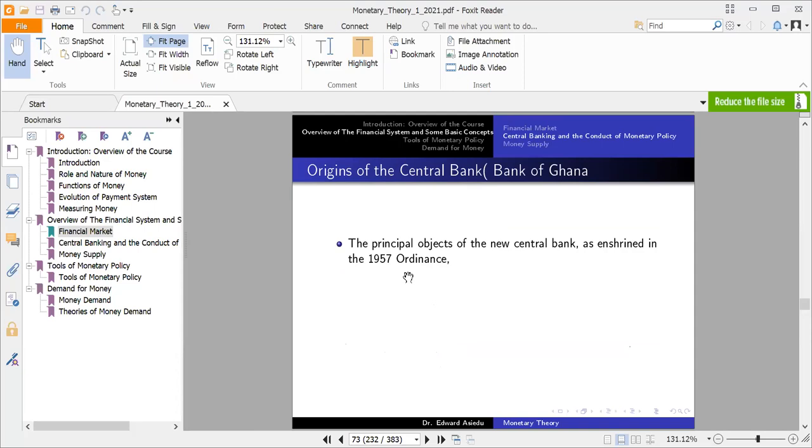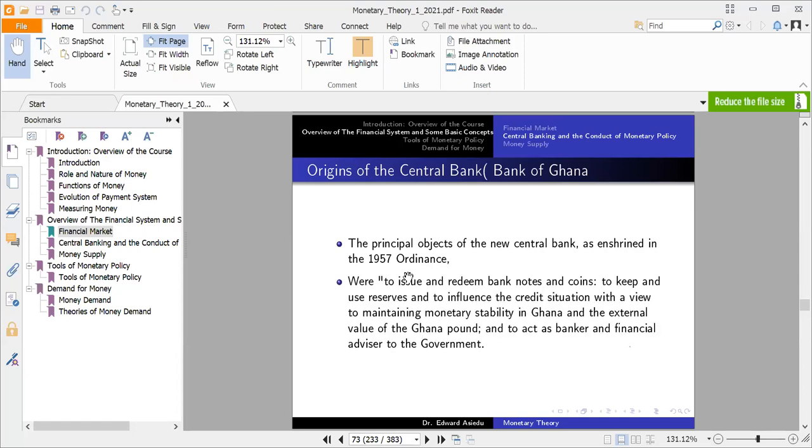So the principal objective of the central bank, as enshrined in the 1957 ordinance which set up the central bank, is that they were to issue and redeem banknotes and coins, to keep and use reserves, so bank reserves, and to influence the credit situation. So they should position themselves in such a way that they can influence the credit situation. Periods where people need loans, they should be able to put policies in place for people to get easy access to funds. And that is all done with a view to maintaining monetary stability.